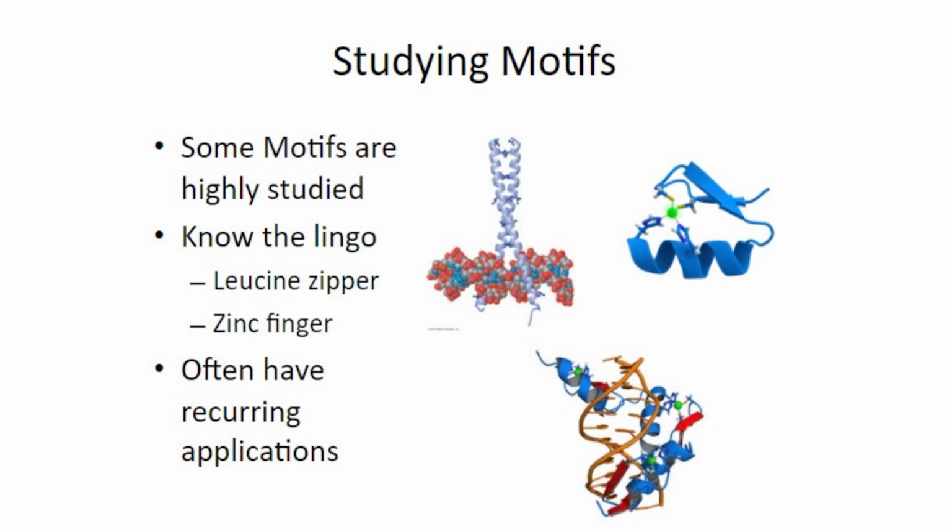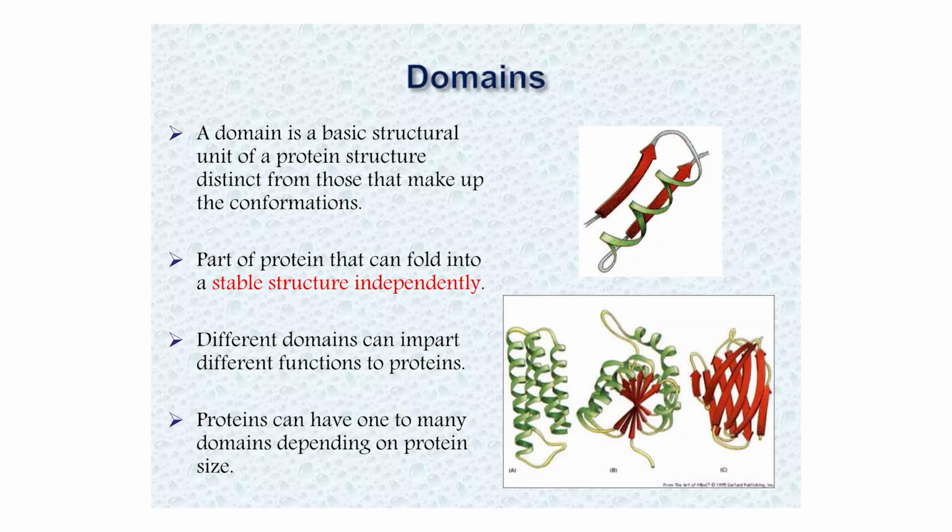Again, secondary structure of the protein often constitutes distinct domains. Now, what are these domains? Domain is the basic unit of structure and function. A domain is a basic structural unit of the protein structure, distinct from conformation. So, conformation is a different thing and domains are different things. They are the part of protein that can fold into a stable structure. Different domains can impart different functions to proteins. So, domains are the functional part of the protein, and these domains have their different functions.